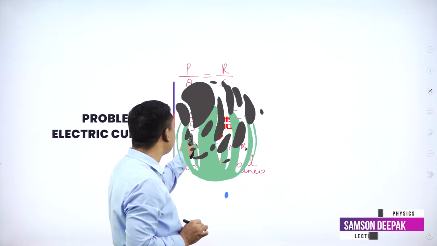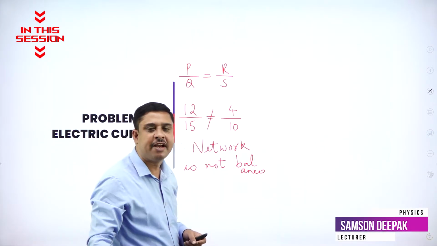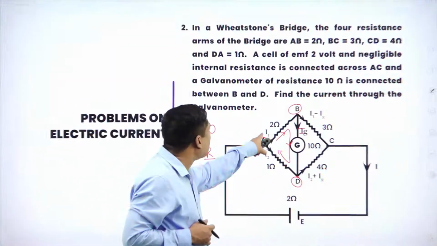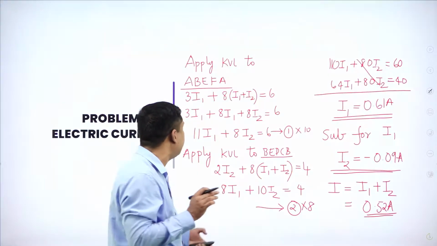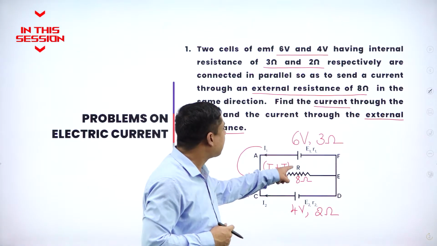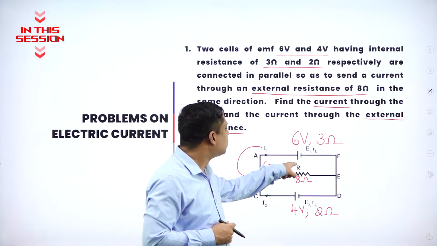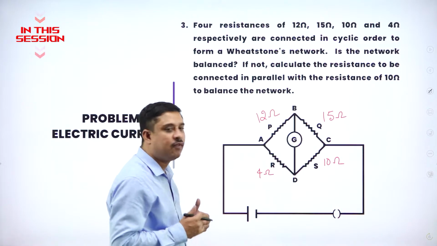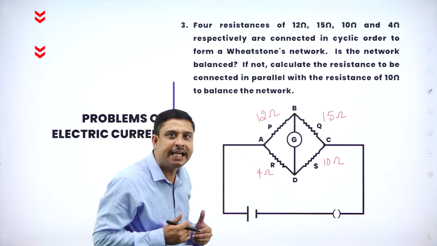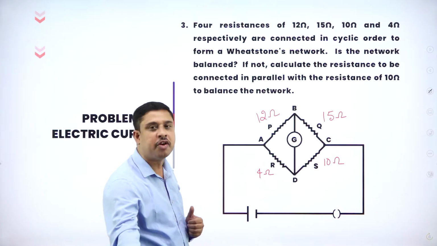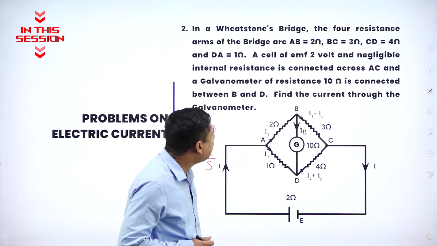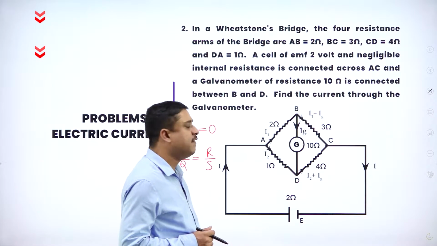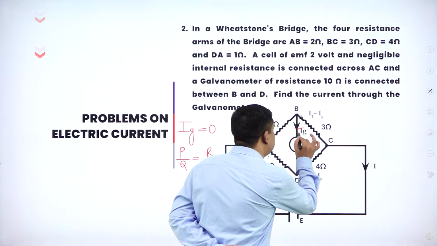So this becomes 3 by 5, this becomes 2 by 5, which is not balanced. Product of current and resistance is positive. Will be the current flowing through the resistance. First, I have to check whether the given network is balanced or not. I have to find the current through the galvanometer. This is Ig.